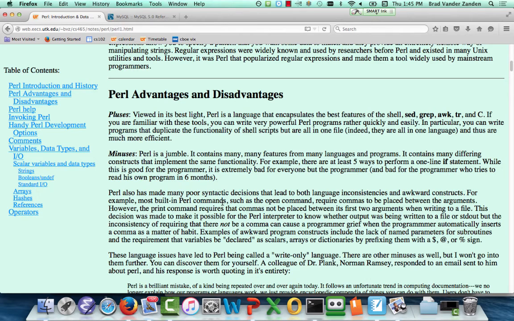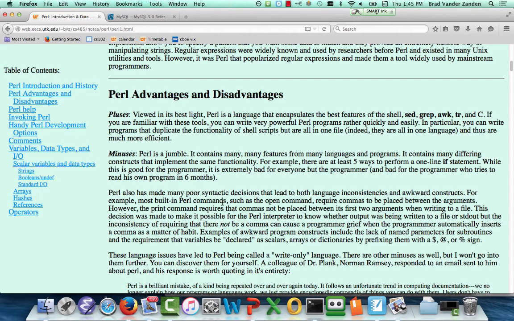Okay, so advantages and disadvantages of Perl. Perl puts together a lot of the best features of a number of Unix utilities, like the shell, sed, grep, awk, tr, and C. That's really its good feature, and it's interpreted, and it has all the characteristics of scripting languages that I laid out in those bullets.